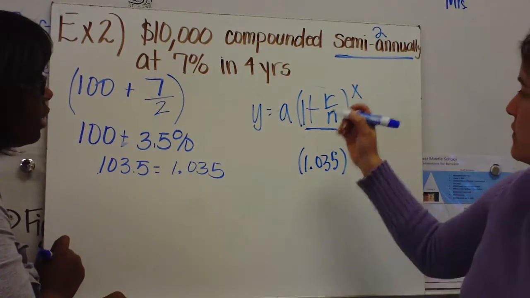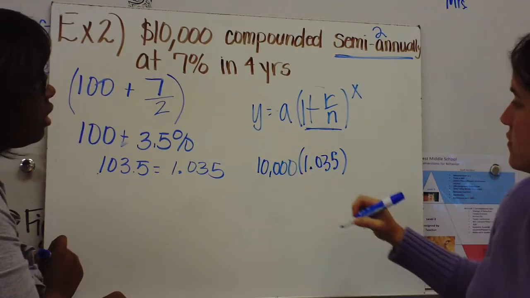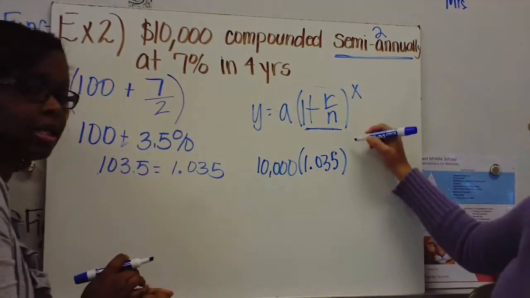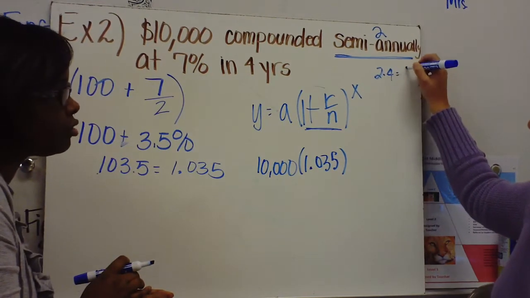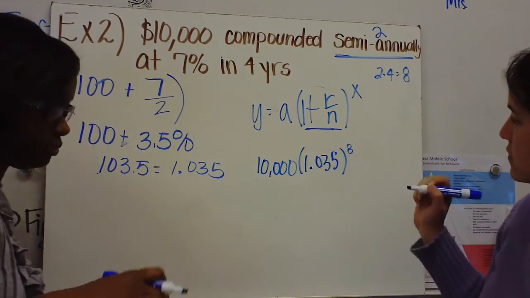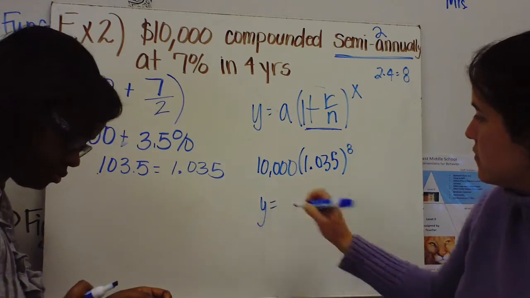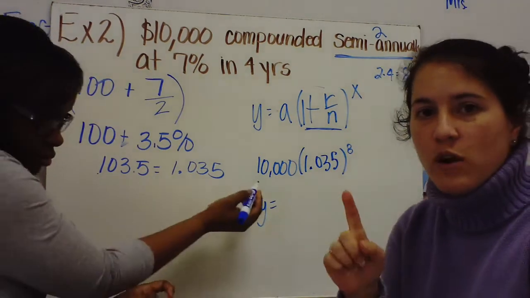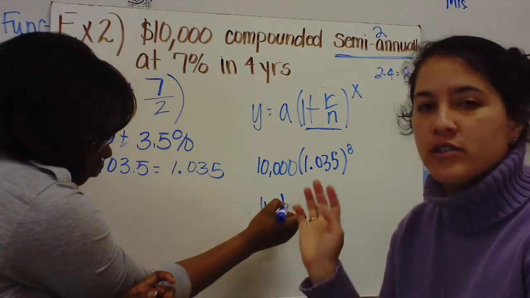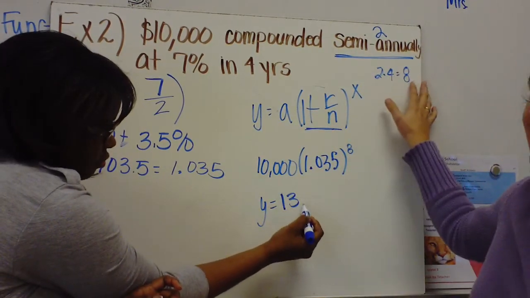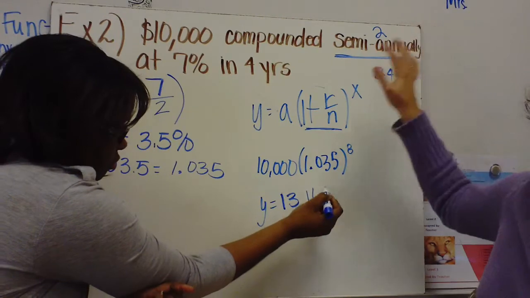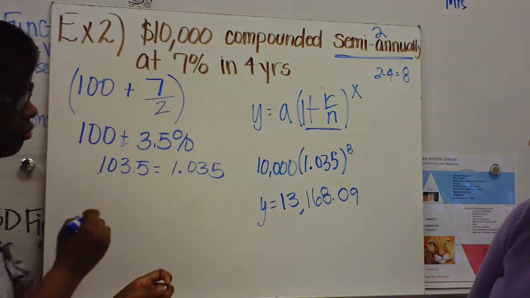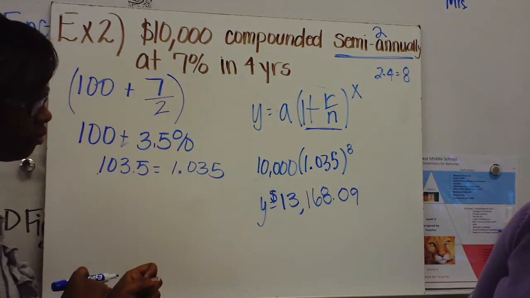Alright, our starting amount was $10,000. And if it's happening semi-annually, it's happening twice a year. In 4 years, how many times does it happen altogether? That'll be 2 times 4, which is 8. We got 8 because if it's happening twice a year, in 1 year it'll be 2, in 2 years it'll be 4, in 3 years it'll be 6, and in 4 years it would be 8 times. It's compounding twice a year for 4 years. And it looks like it is $13,168.09.